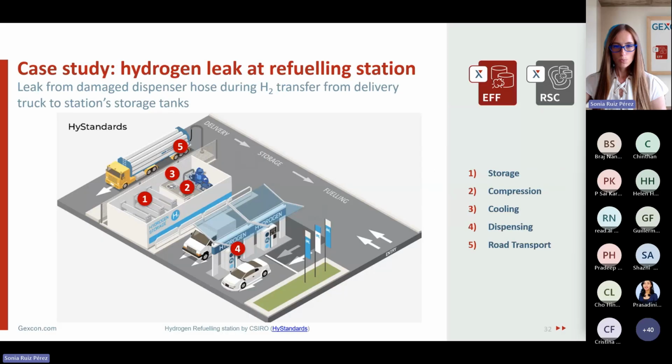Now, let's dive into practical application with a case study on a hydrogen refueling station. In this scenario, we are looking at an accidental release during the transfer of hydrogen from a delivery truck to the station's storage tanks. Imagine that during that unloading process, the dispenser hose at the hydrogen refueling station is accidentally damaged, resulting in a substantial hydrogen gas leak. Through this specific case study, let's see how EFFECTS can be applied to model this scenario.